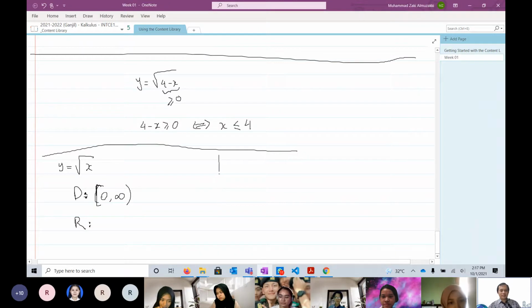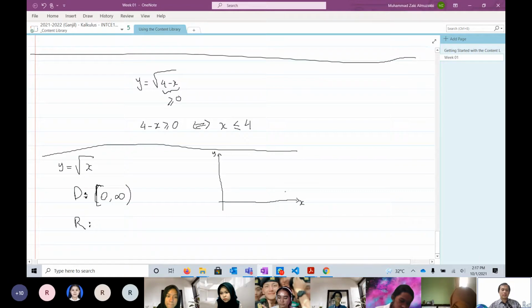Maybe it's better if I explain it with the graph. So we have x, y in the first quadrant. The value of y when x is equal to 0 is 0. And then if we increase x, y will increase like this. It will always increase like this. So let's say this is the graph of y equals square root of x.